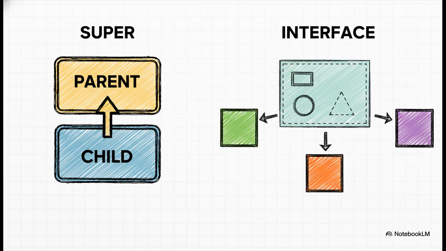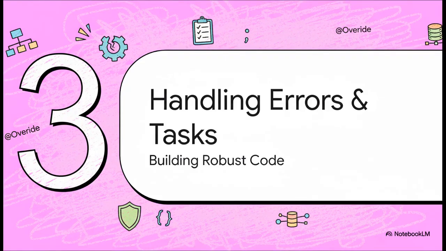All right, Section 3, handling errors and tasks. Let's be real, a program that just crashes is pretty useless, right? That's why examiners absolutely love to test you on how to build strong, robust code that can handle problems and do more than one thing at once.